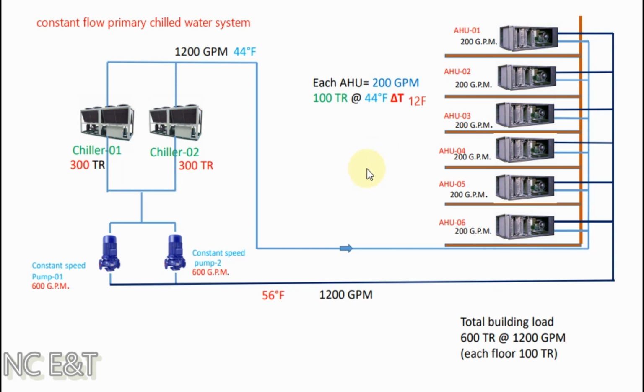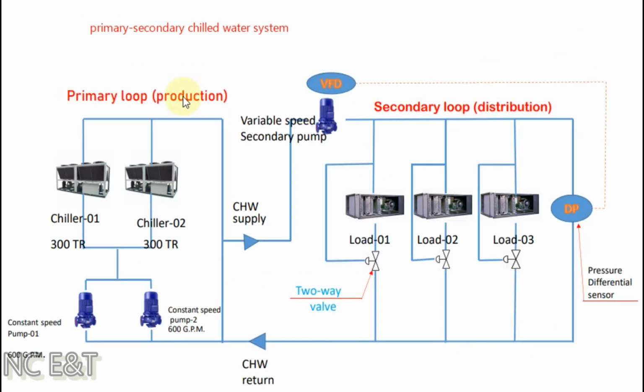But when we go for medium range and larger chill water systems, we need a more advanced chill water system that we'll study in the next lecture. That is the primary secondary chill water system, in which the primary loop uses a constant flow chill water pump, and in the secondary loop we have another pump that is controlled by the VFD. So we have a variable flow chill water pump in the secondary system, and in the primary system we have a constant flow chill water pump. We will study it in the next lecture.